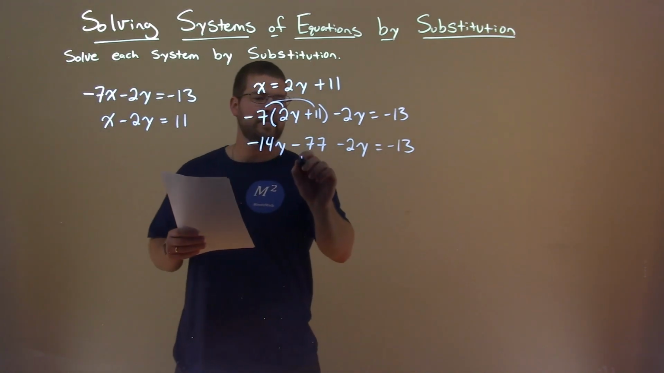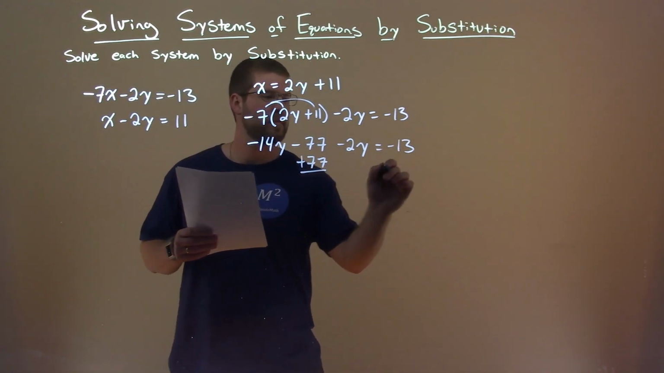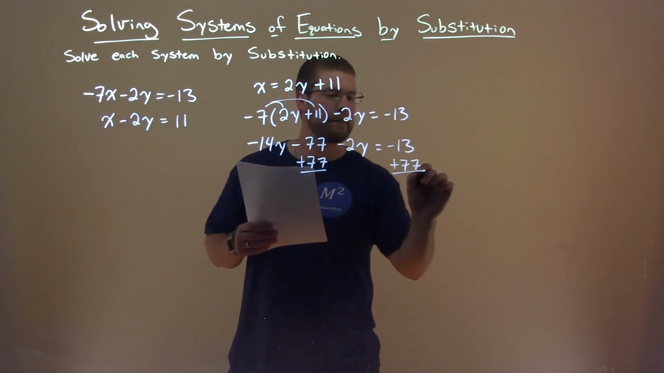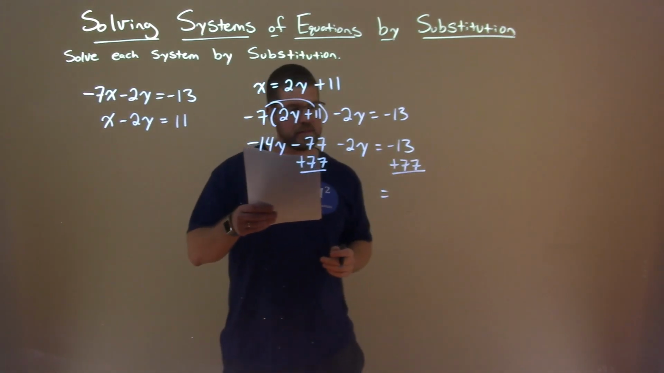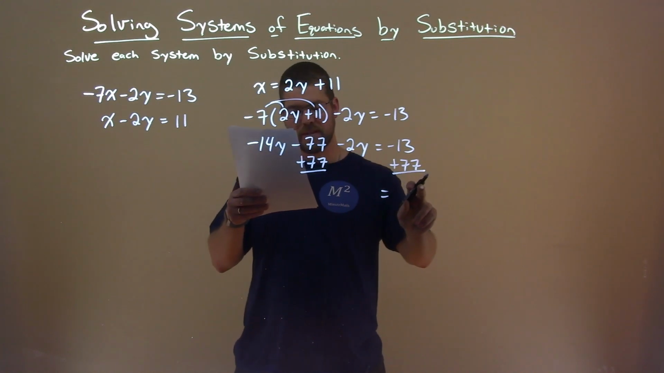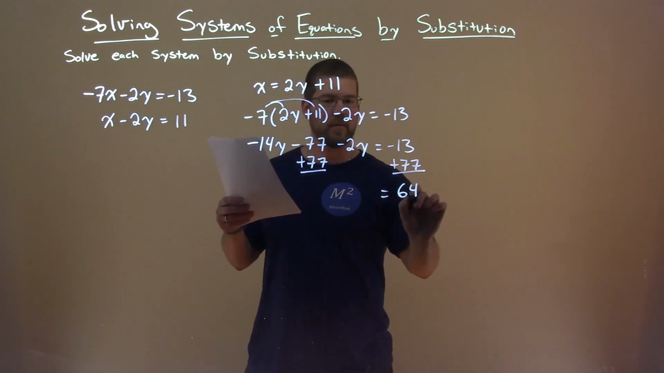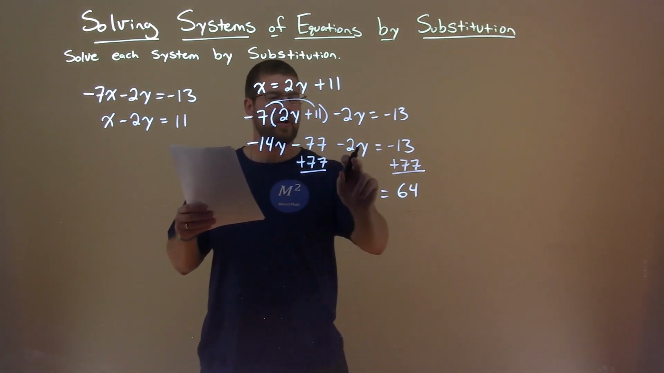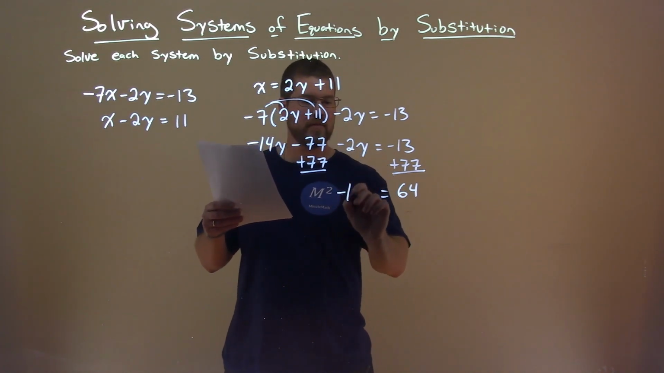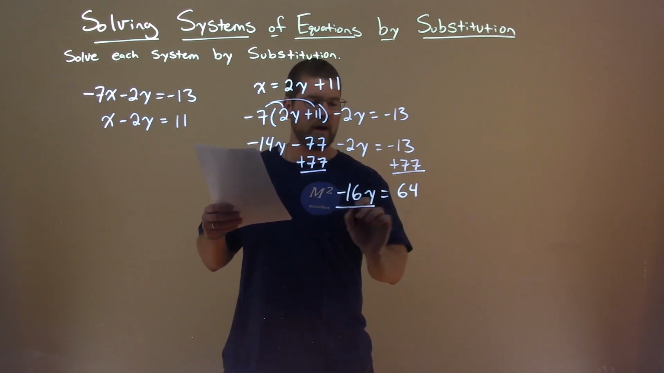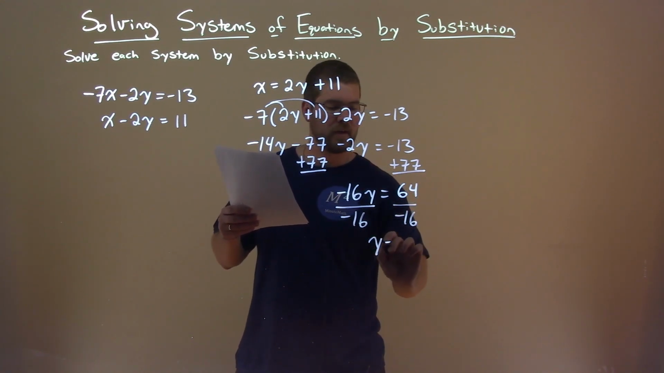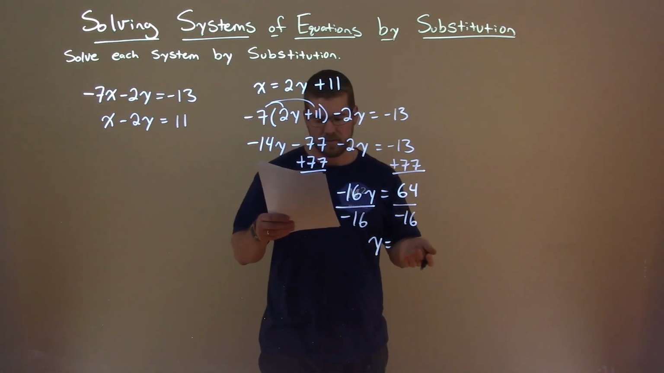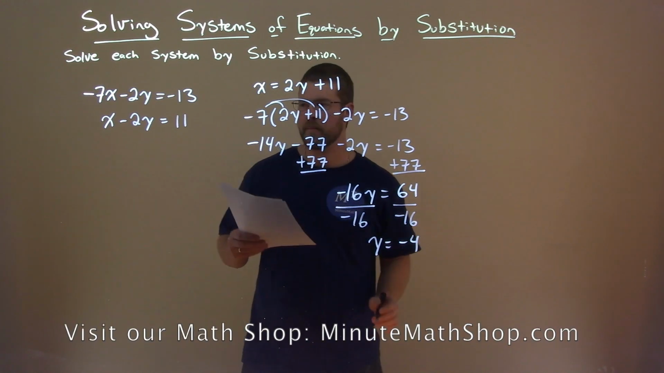Well, we can add 77 to both sides. And we're left with, on the right-hand side, minus 13 plus 77, which is a positive 64. Combine the minus 14y and minus 2y, and we have a minus 16y. Divide both sides by a negative 16. And y by itself is 64 divided by negative 16, which is a negative 4.